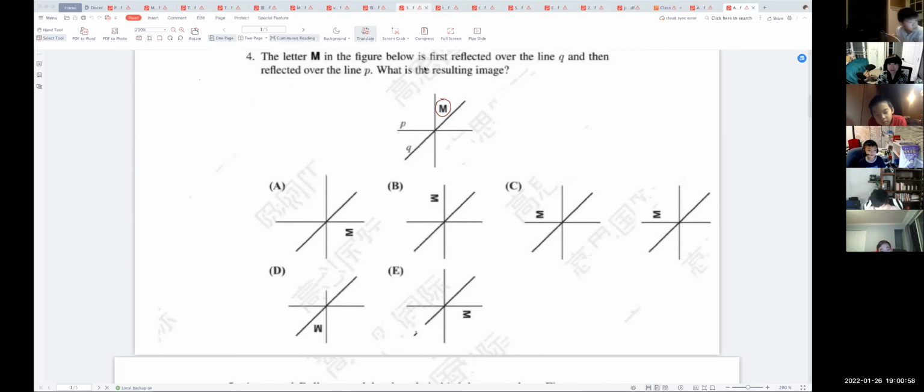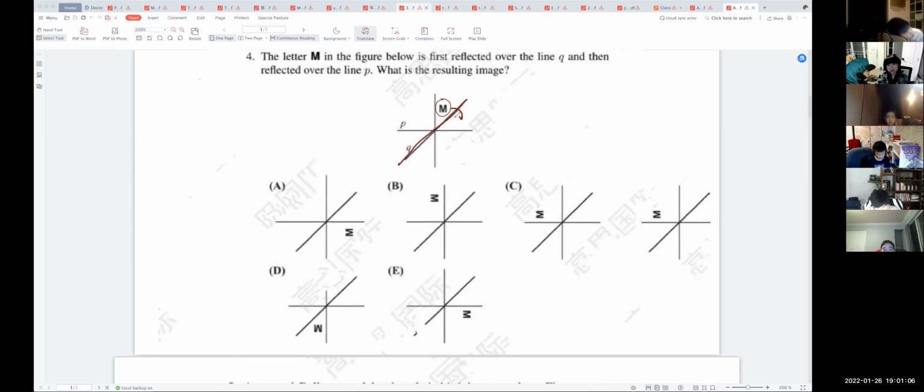Yeah, so the letter is first reflected over Q. So which one is this line? So this line, right? First we need to flip this one here. So it's going to be something like that, right? And then reflecting over line P, which is this line, so it will be something like that. Correct, everybody? Phew, I got it correct. So what is the answer? E. The answer is E.